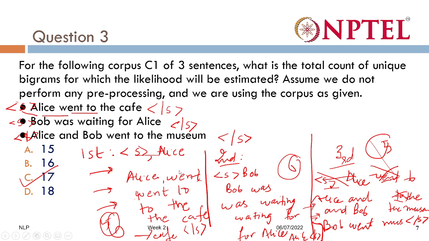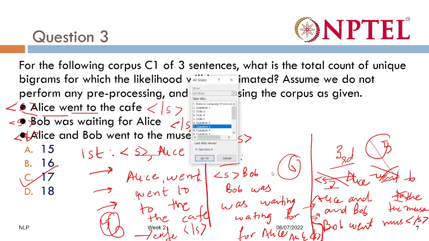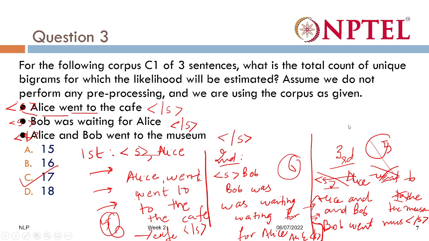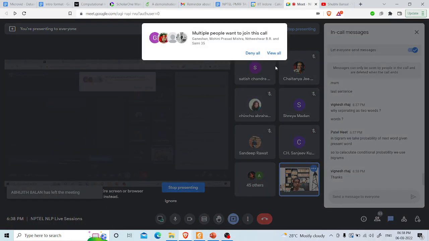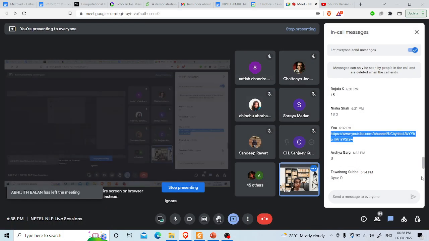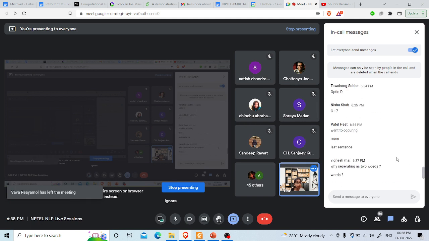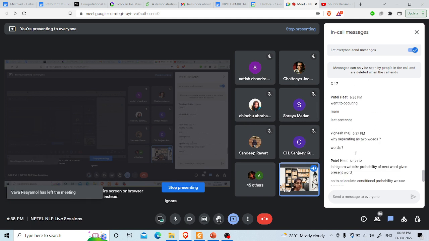Any doubts? Hello, am I audible? Is it clear to everyone? Please ask if there are any doubts about why we counted or did not count something. See the chat box once if there are any doubts. Option D: went to is occurring in the last sentence, so why separate it as two words? Why separating as two words, Vignesh?